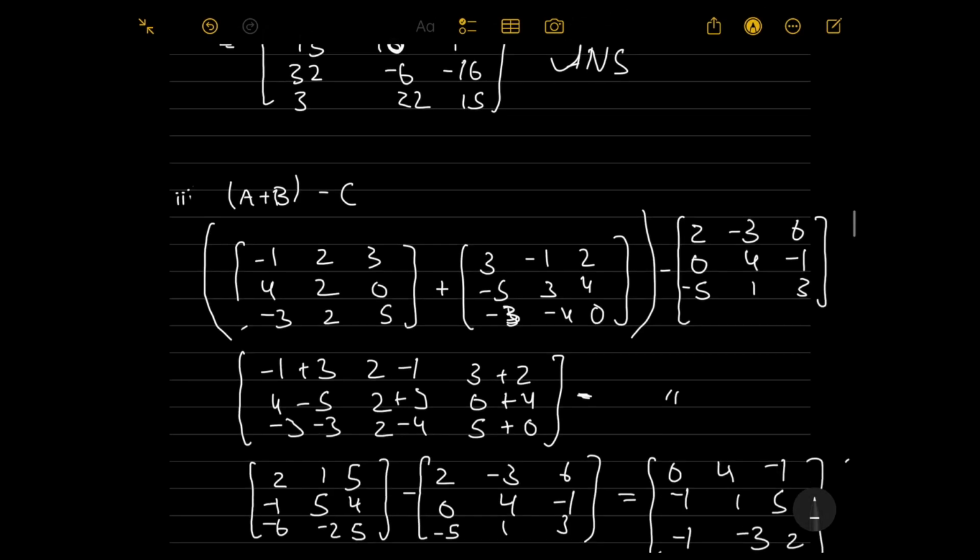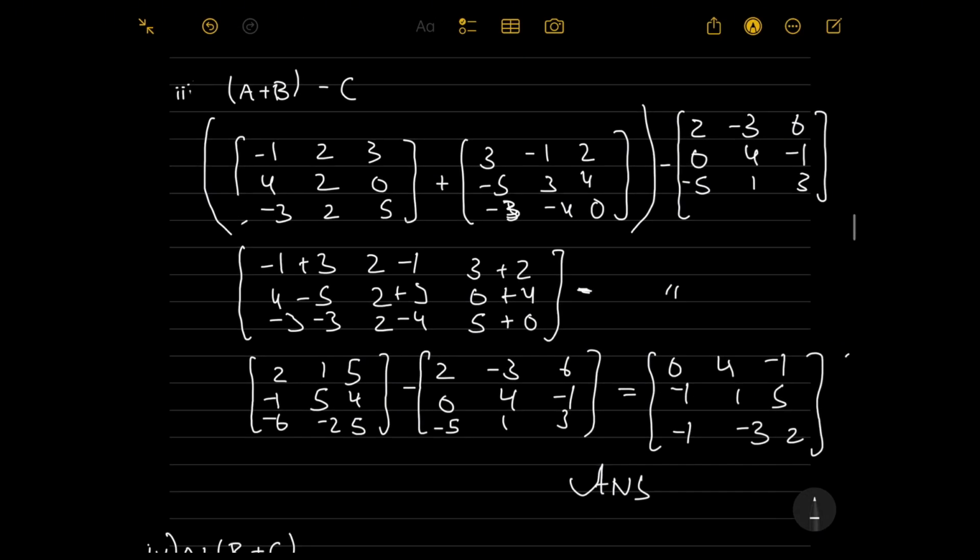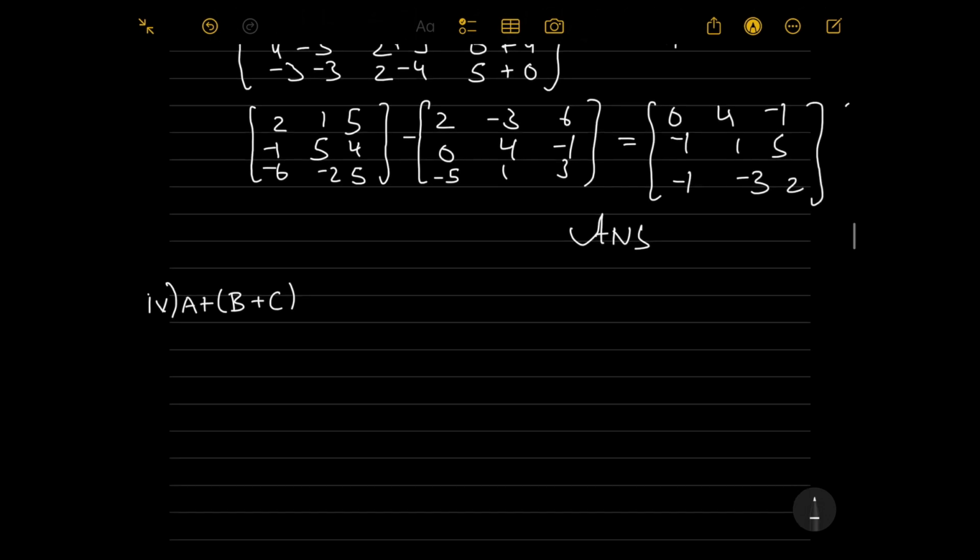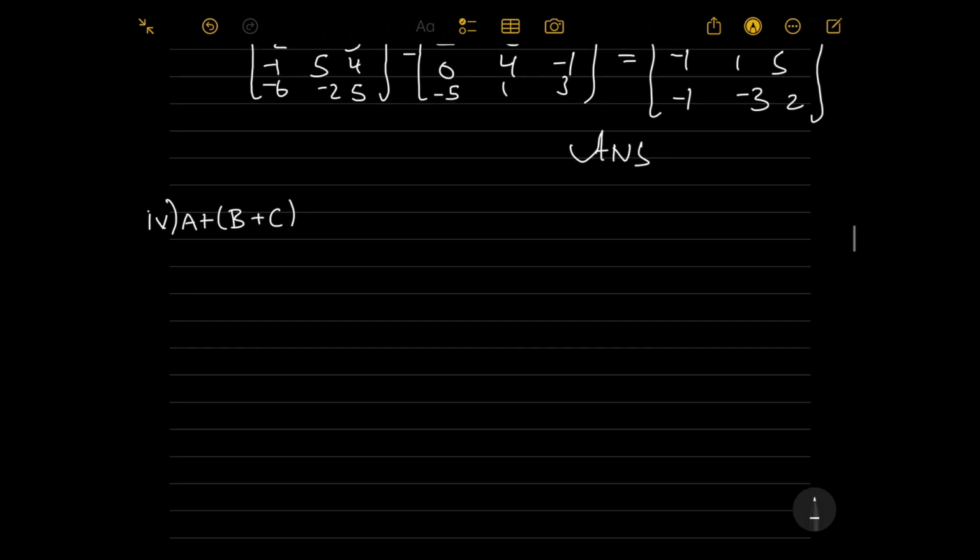Moving on to part 4, A plus B plus C. This is similar to the one we did earlier. So these are two parts of a commutative property. This would be equal to the upper one.